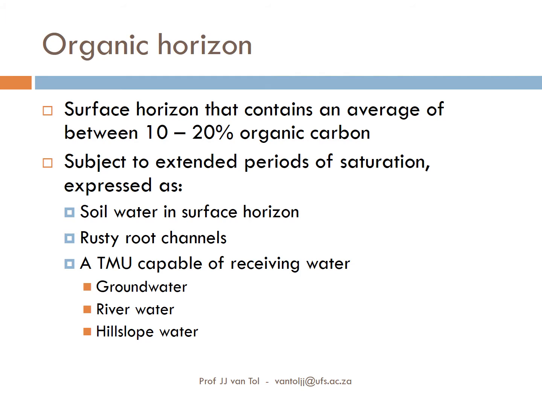Good. The next horizon is an organic horizon, and the organic horizon is also similar to the peat horizon. It has a high organic carbon content. So it's a surface horizon that has between 10 and 20% organic carbon. And again, I would like to emphasize that it's not organic matter, it's organic carbon.